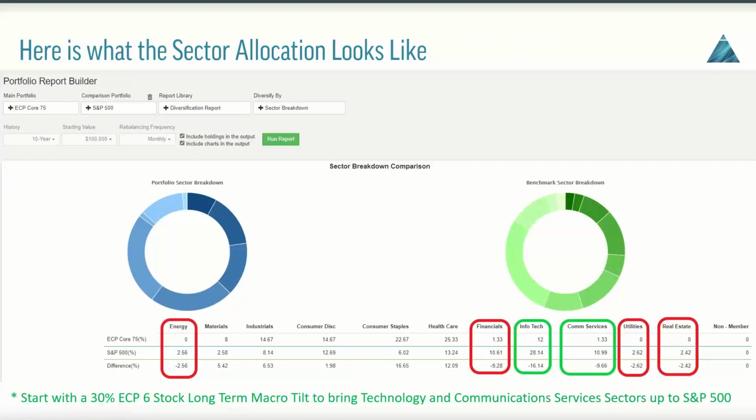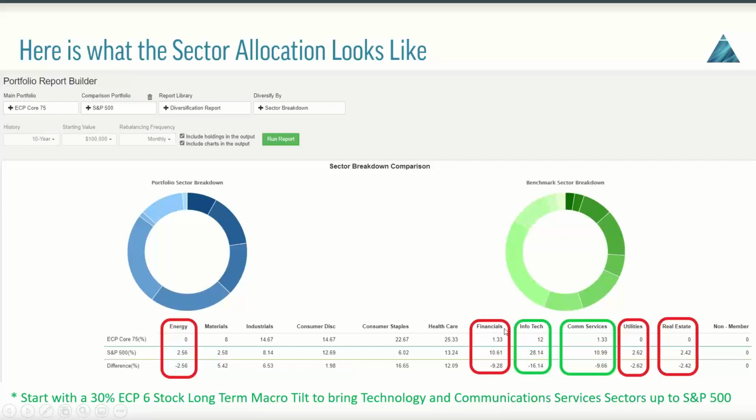But what I wanted to show you is what these allocations look like in Core. So you can see here in the new portfolio report builder in the Zacks Advisor Tools platform, I've got the ECP Core 75 up here versus the S&P 500. And you can see the energy sector here, the weight in the portfolio is 0.